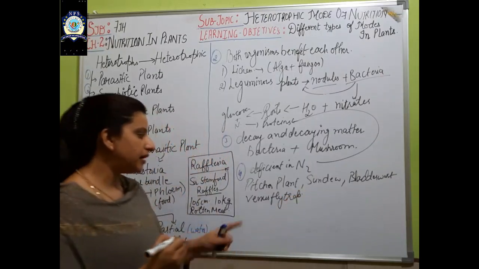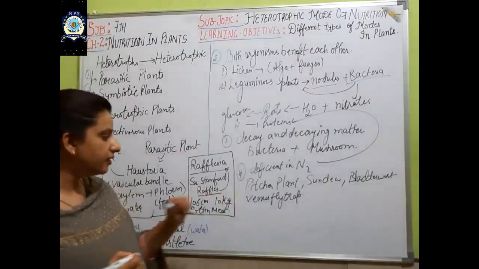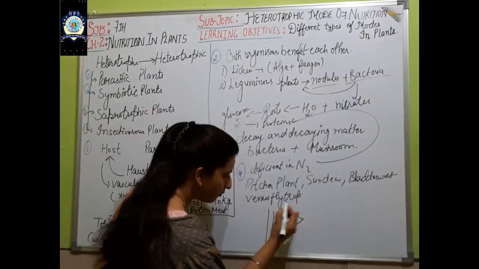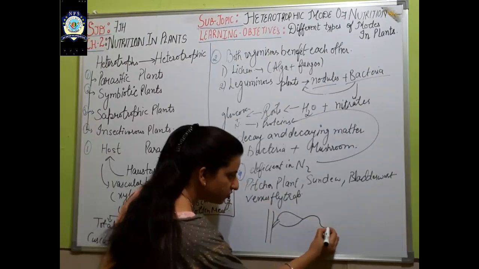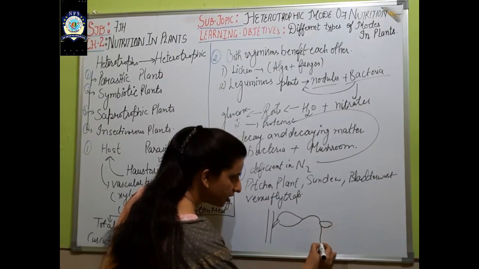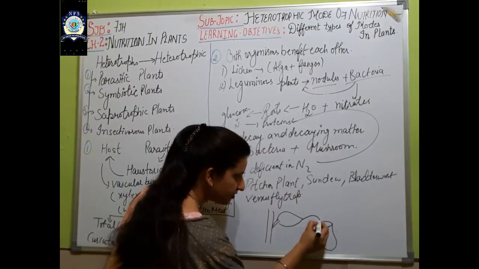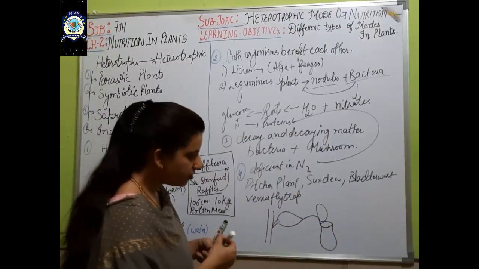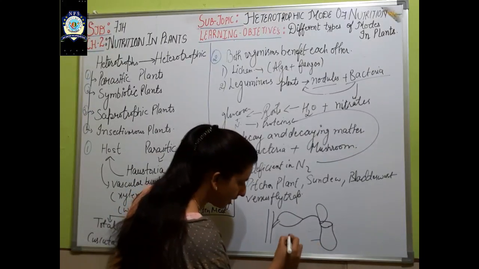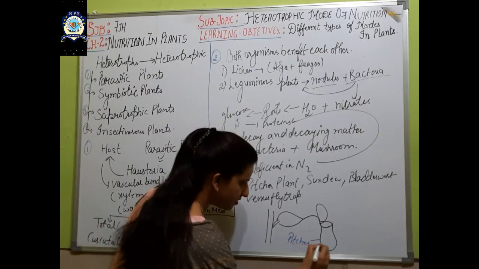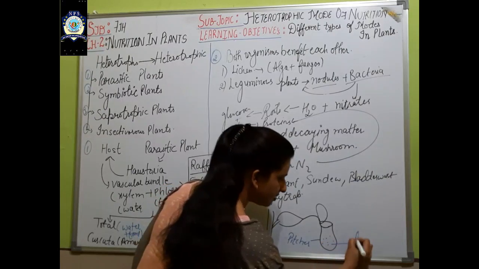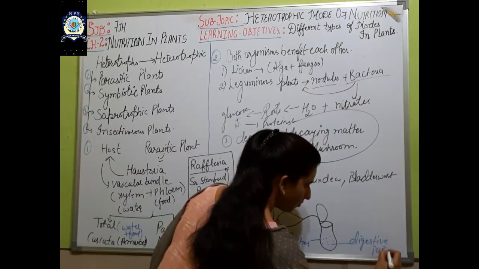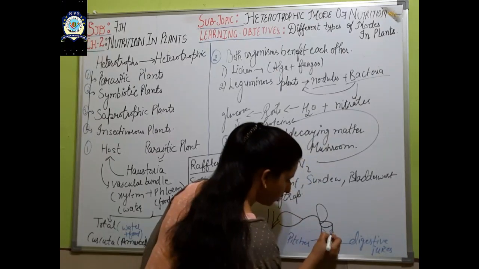If I go for a simple diagram of the pitcher plant, okay, then for example, this is a plant and this is a leaf, and from the leaf apex such kind of a structure arises, and this structure has a lid on its mouth, and inside this pitcher there is presence of digestive juices, and there are hairs on its body.